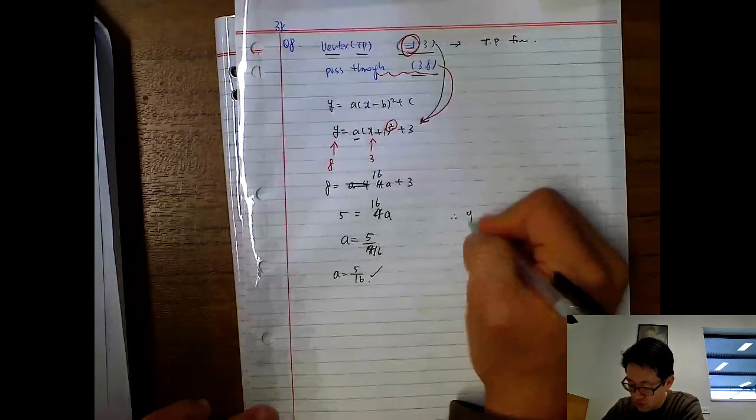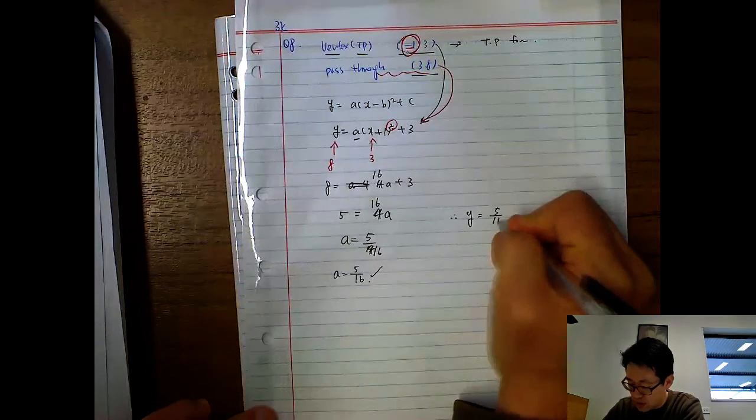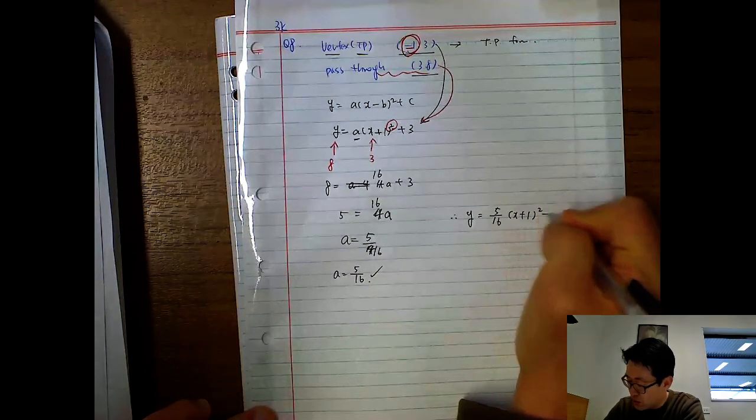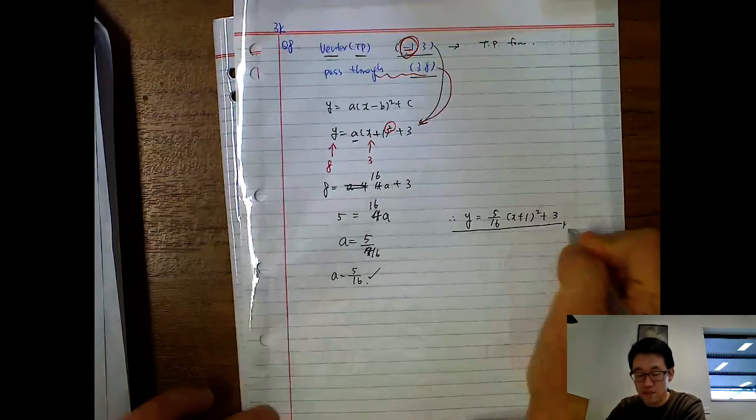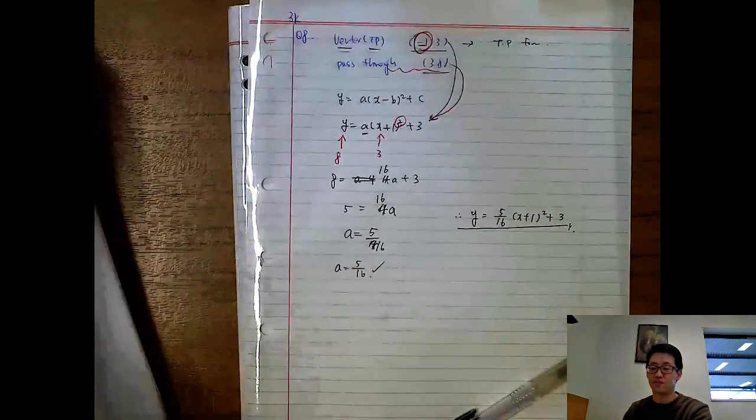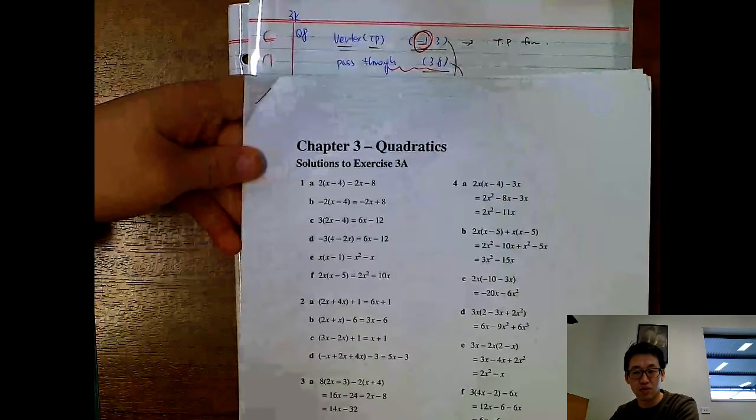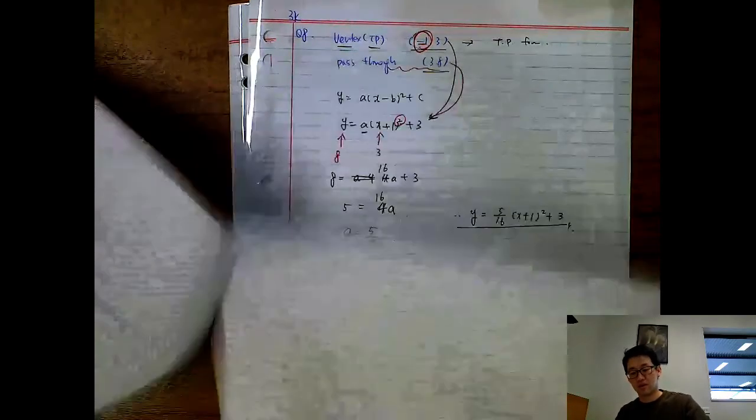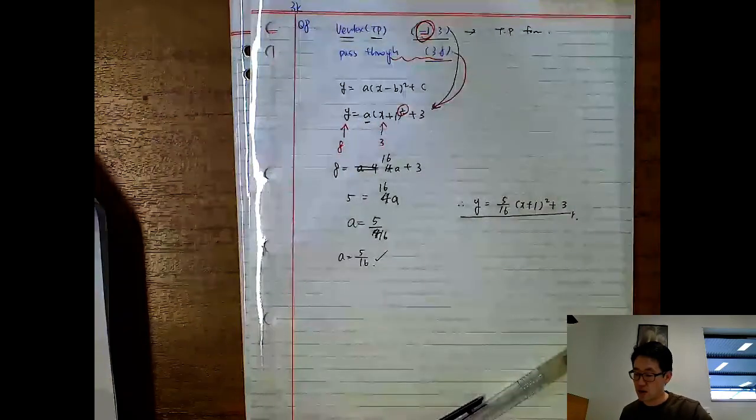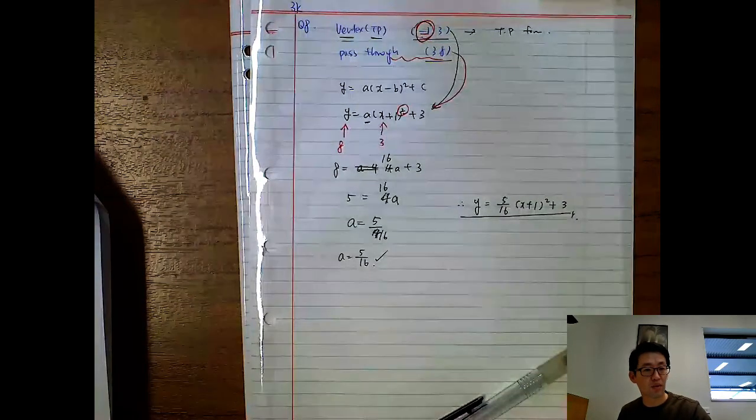So therefore y equals 5/16 (x plus 1) squared plus 3. That's the answer. Also, you have this one, don't you? Chapter 3, quadratics. They're all the answers here. Okay, you can go through and double check and pause it for a second.